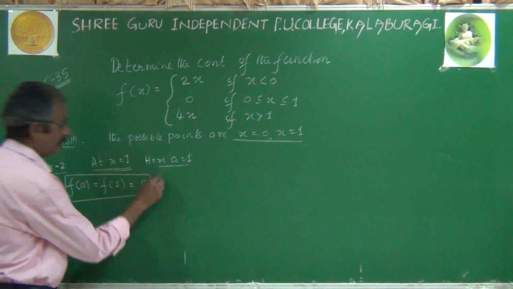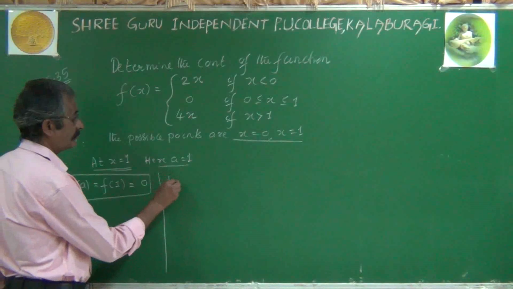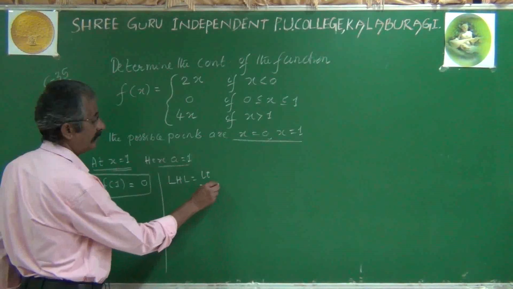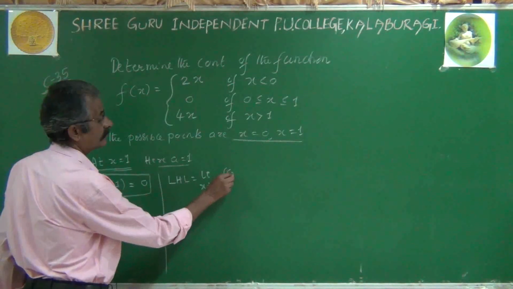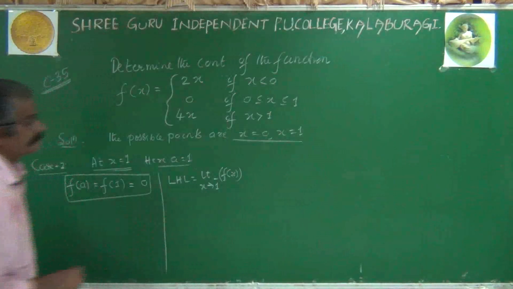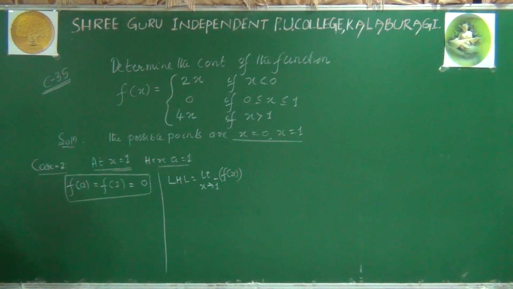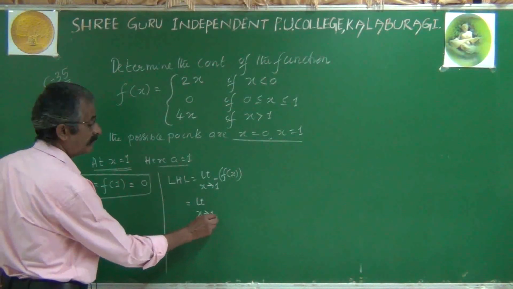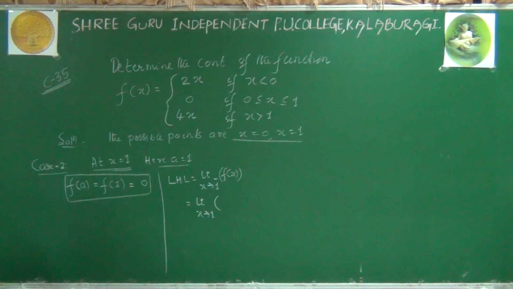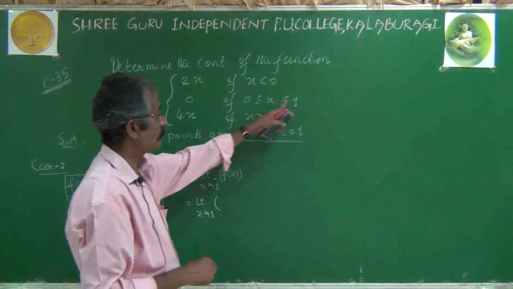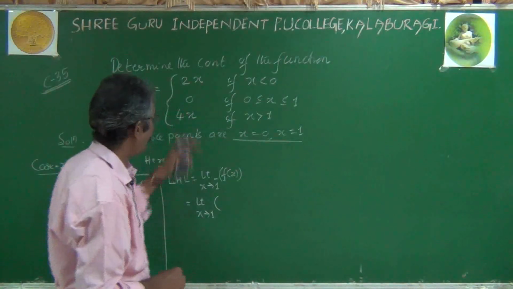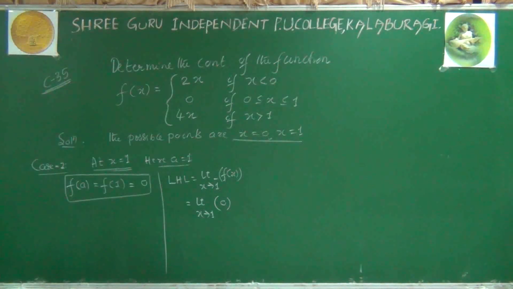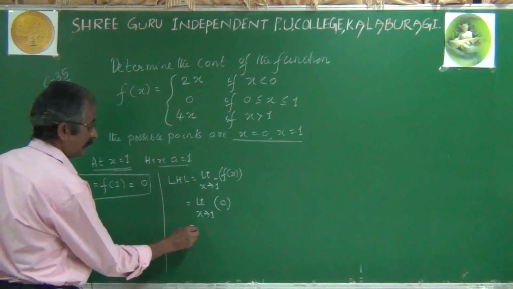Let's find left hand limit and right hand limit. Left hand limit, limit x extending to 1 minus of f of x. 1 minus means less than 1. When x is less than 1, function value is 0. But limit of 0 is 0, so LHL is 0.